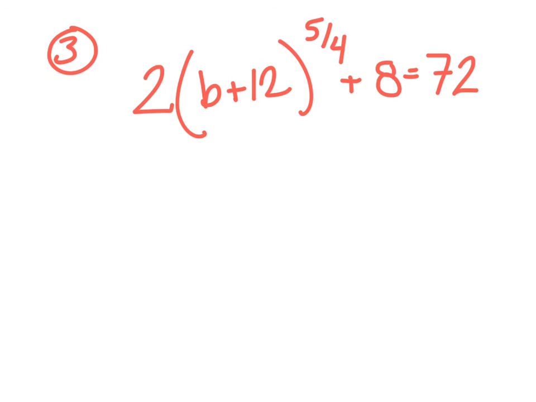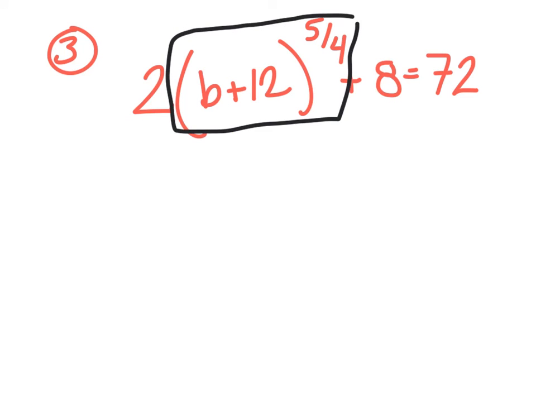All right, 2 times the quantity b plus 12 to the 5/4 plus 8 equals 72. Again, step number 1 is the most important. Who is that exponent sitting on? Now notice they threw all these parentheses in here. So this exponent is actually on this whole sucker here. So box that in for yourself, and let's just slowly get it by itself. I'm going to add or subtract first, so subtract 8.